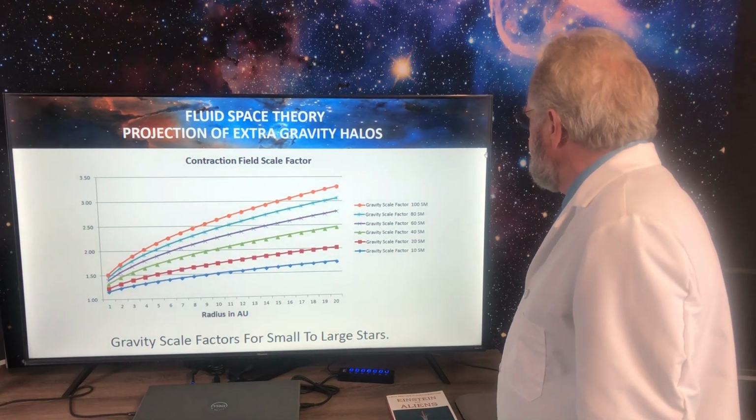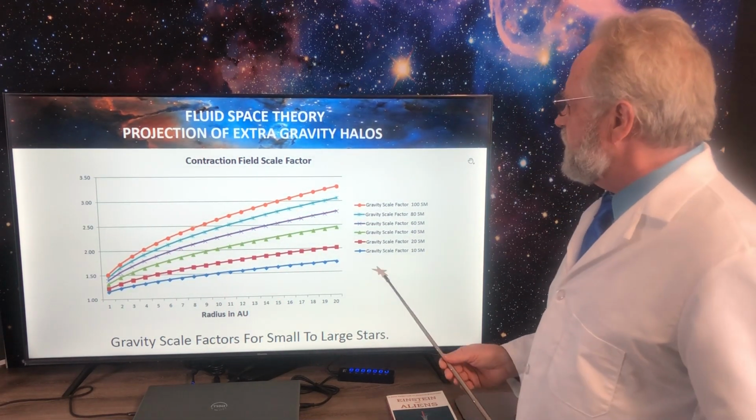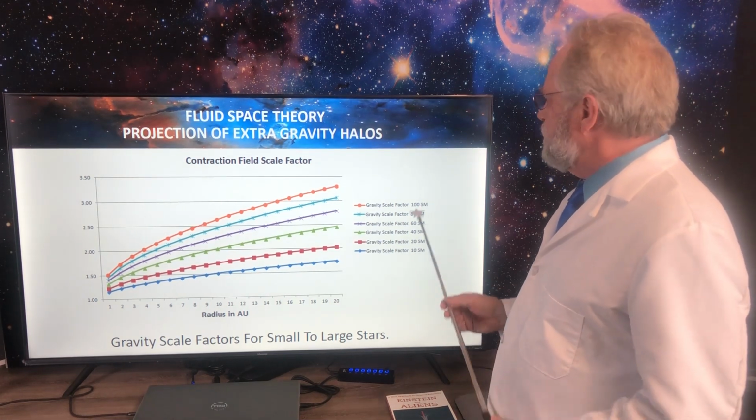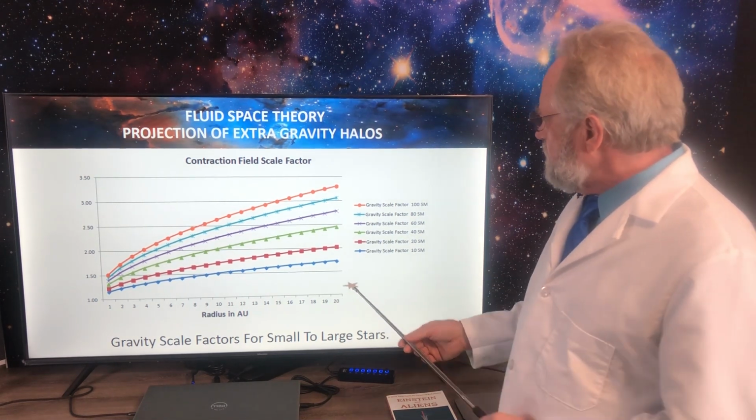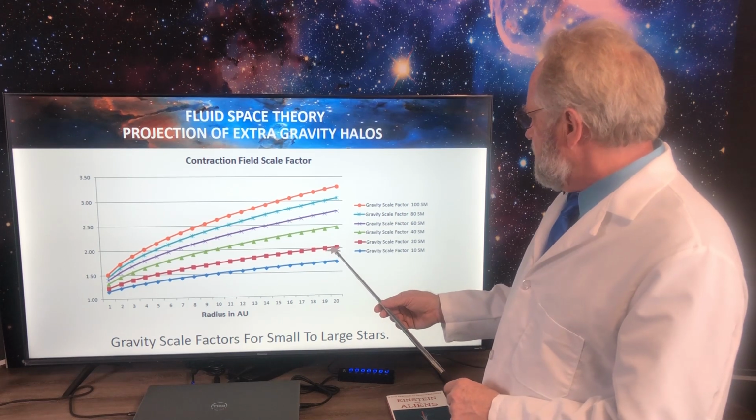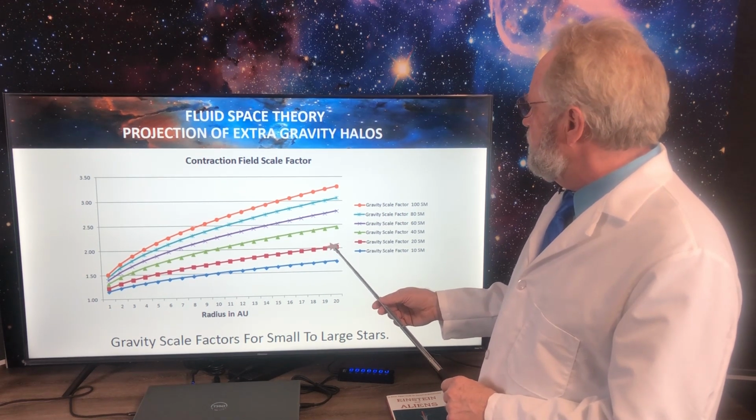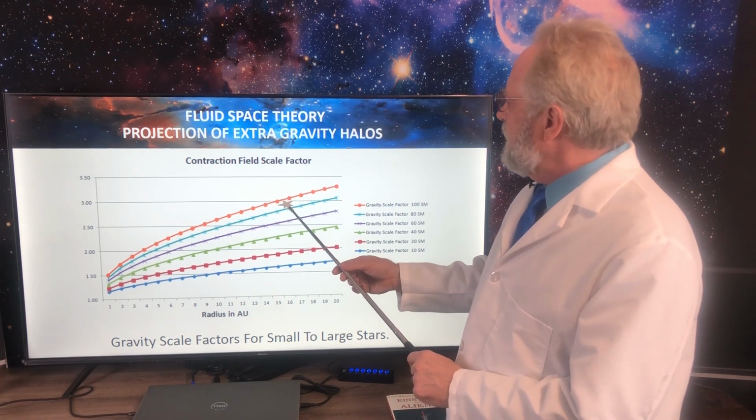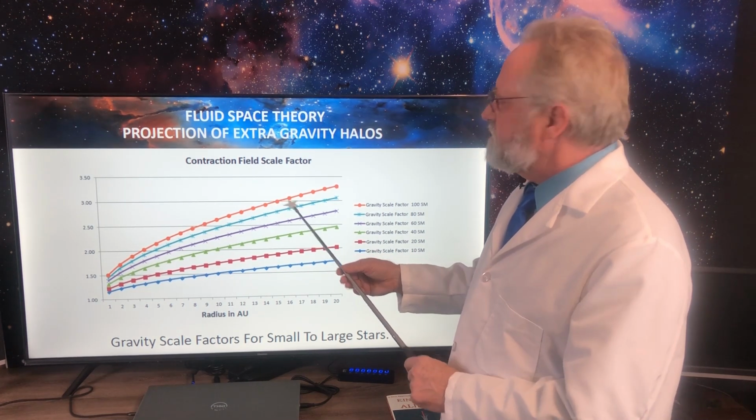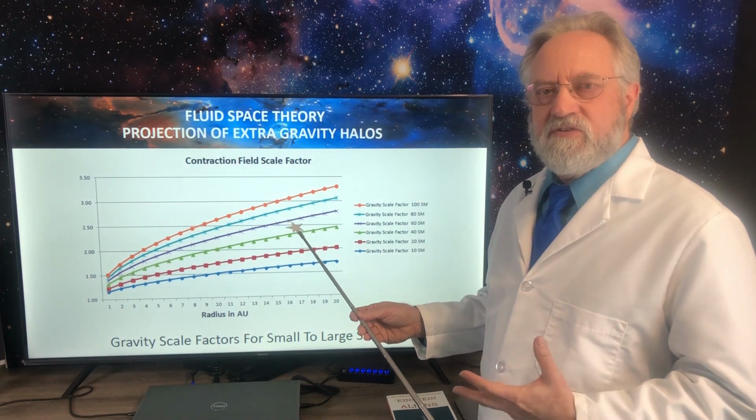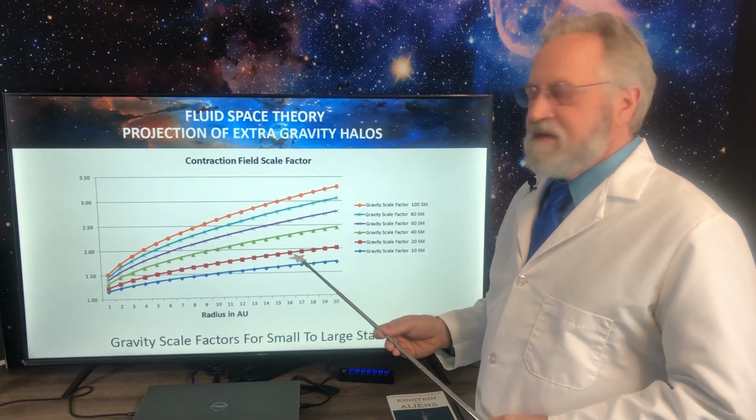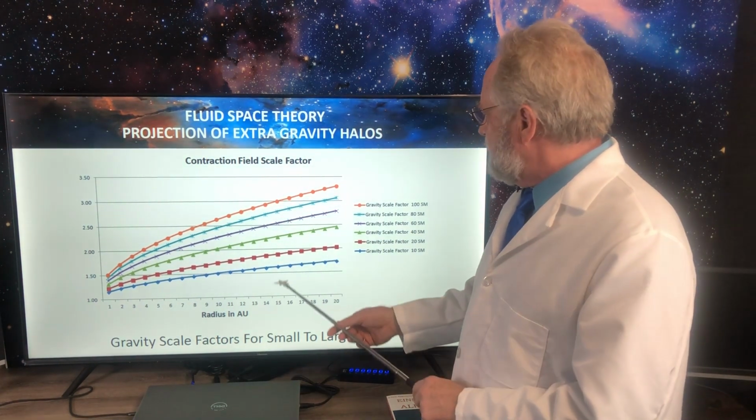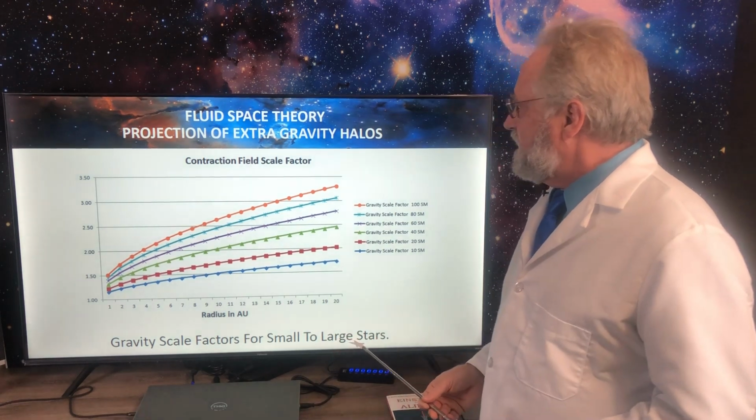So let's look at bigger stars. This chart is for stars from 10 to 100 solar masses. So we have 10, 20, once again we're out at 19 for a scale factor of 2. And we can see that for a 100 solar mass star, we get a scale factor of 3, which means that the contraction field is contributing twice of normal gravity, out at about 15 AU.